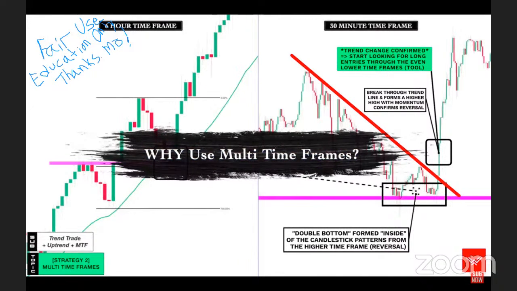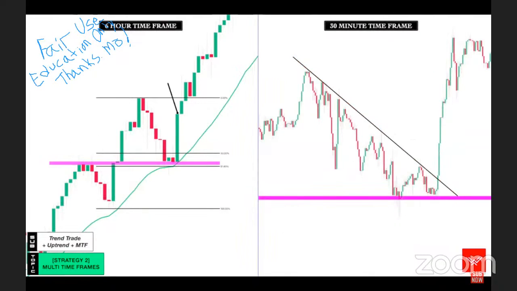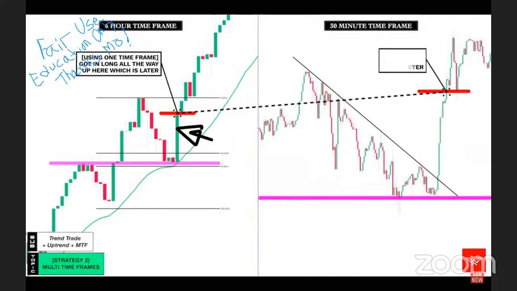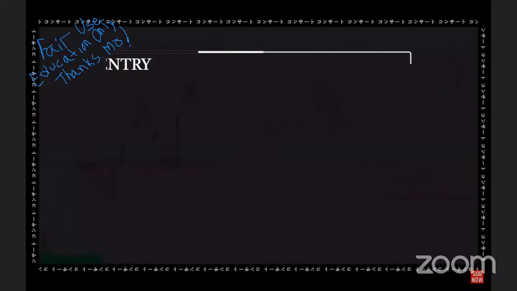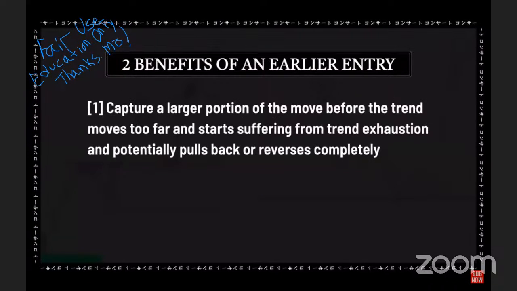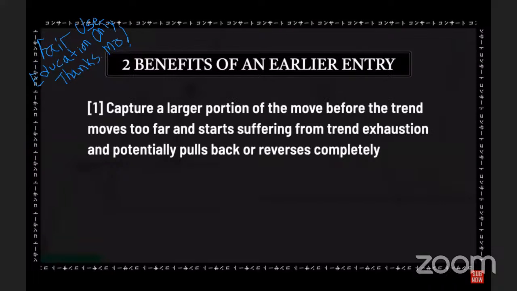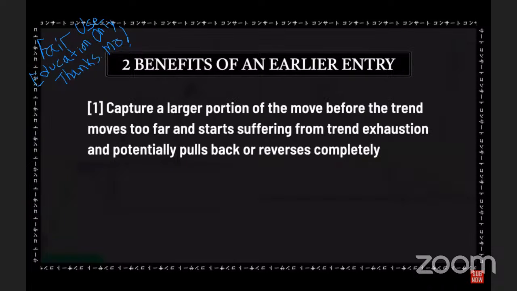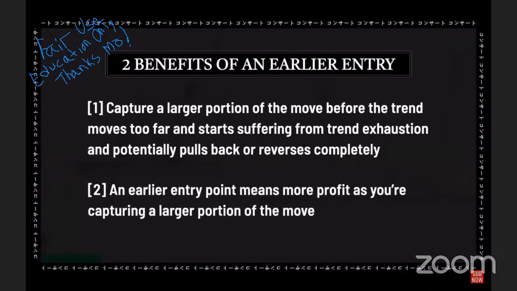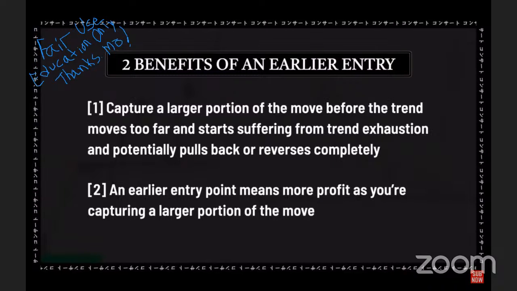So again, why are we using multi-time frames? If you only used the higher time frame on the left, you got in at the top of this candle here, which is roughly right here on the lower time frame. Where in contrast, by using this lower time frame on the right for an entry, you were able to get into the trade down here, which is at an earlier point. So what are the benefits of getting in at an earlier point? 1, you were able to capture a larger portion of the move before the trend moves too far and starts suffering from trend exhaustion and potentially pulls back or reverses completely. And 2, an earlier entry point means more profit as you're capturing a larger portion of the move.